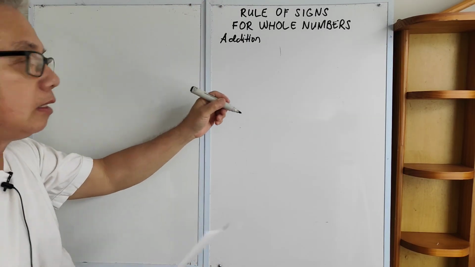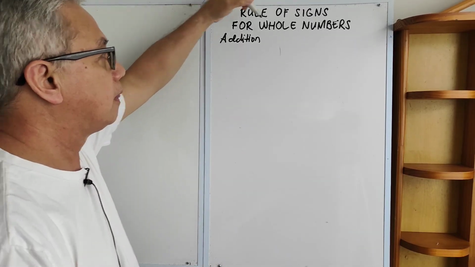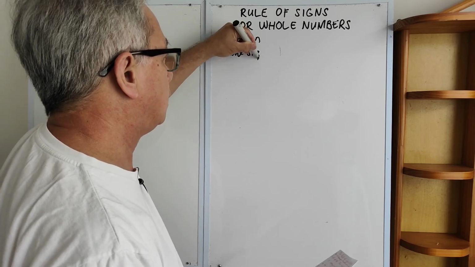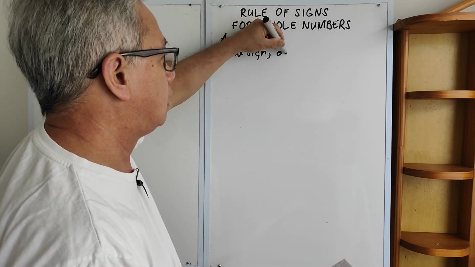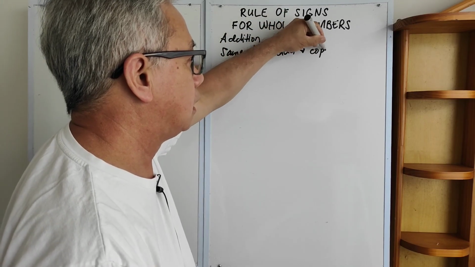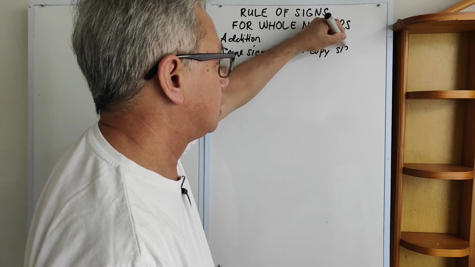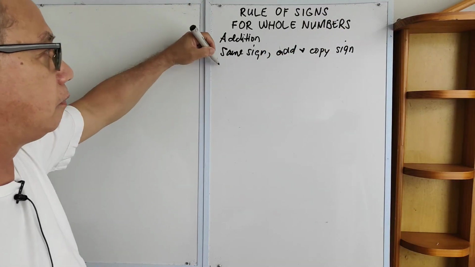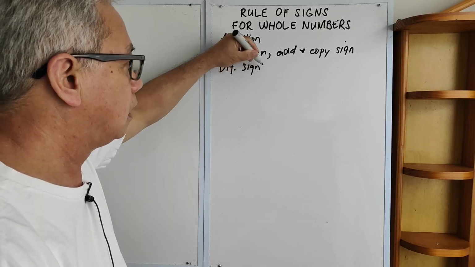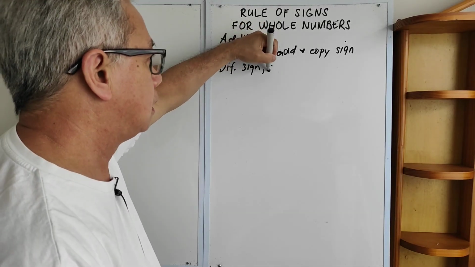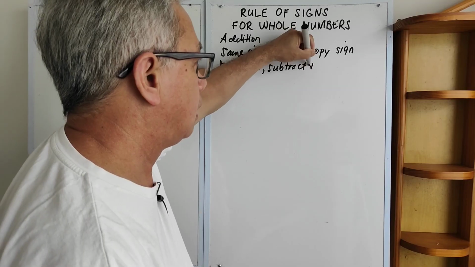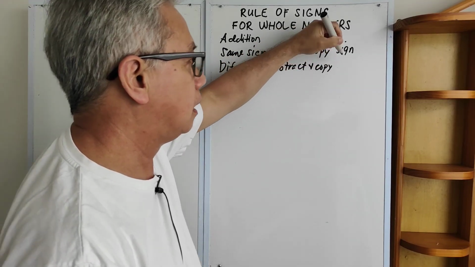So for addition, if it's the same sign, add and copy the sign. If it's a different sign, subtract and copy the larger sign.